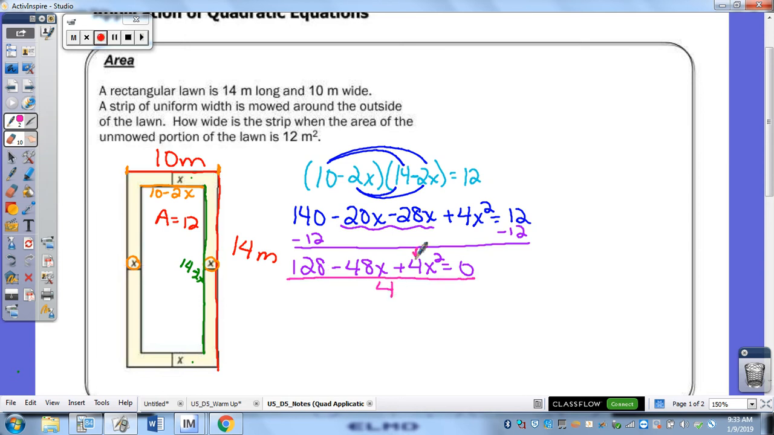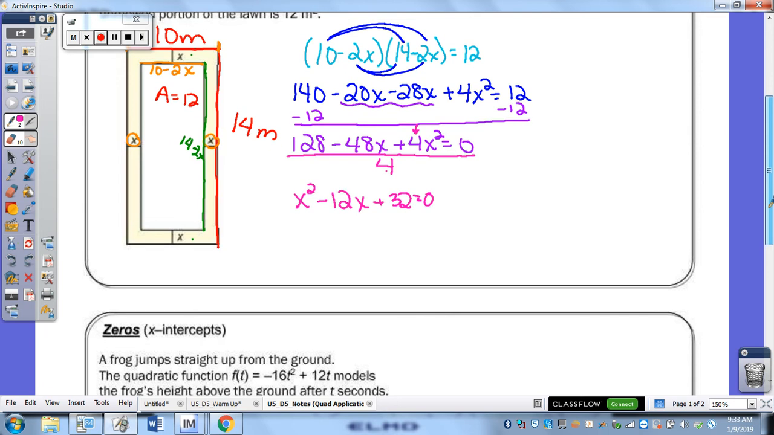Because your x squared term has that 4 in front of it, in order to do completing the square, we got to get rid of that. So we're going to divide everything by 4. And I'm also going to rearrange it. I'm going to put my x squared first. So 4x squared divided by 4 gives me x squared. My x would come next. 48 divided by 4 would give me a 12x. And then 128 divided by 4 gives me 32. So x squared minus 12x plus 32.